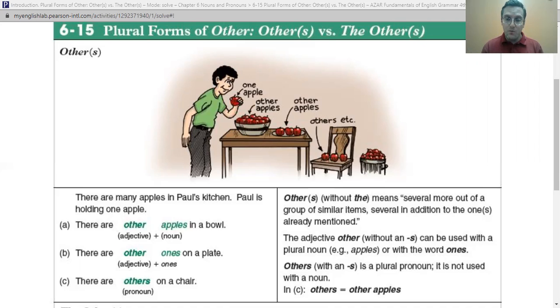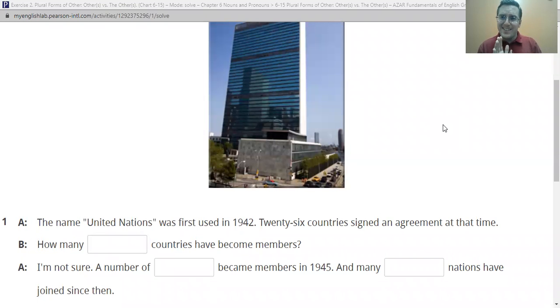Let's practice with some examples of other and others. Okay, here we have an example, a little paragraph about the United Nations. There are some blanks in here. Decide if you need to put the word other or is it the plural others. Pause the video, read, choose other or others, and then come back and check your answer. So stop the video right now. Ready? Let's check your answers.